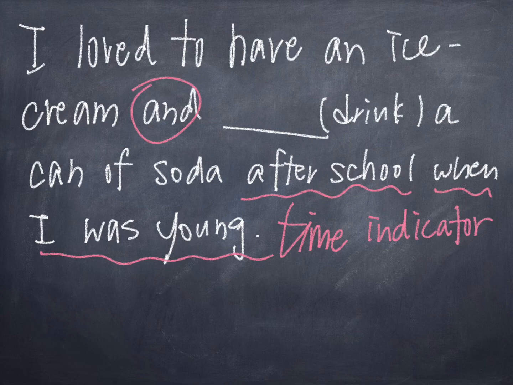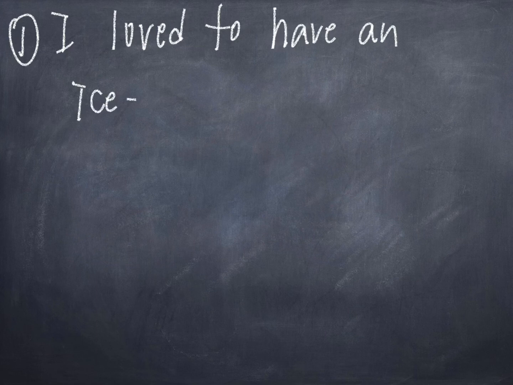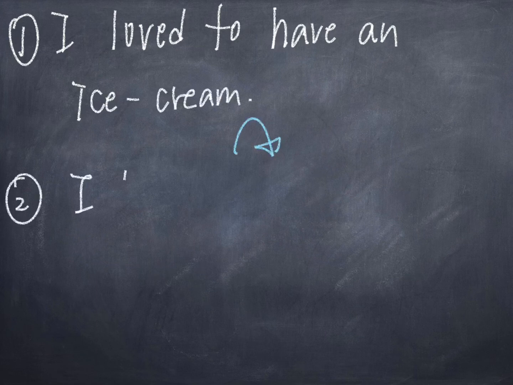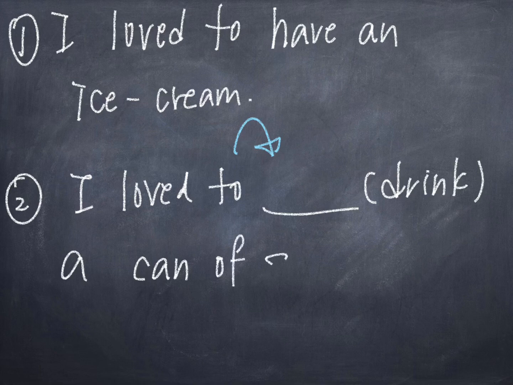If you break the sentence into two parts, the first one should be I loved to have an ice cream, and the second part should be something you loved to have as well, which is a can of soda. So the sentence should be I loved to a can of soda. I think all of you know that after the word to, you should always use the base form of the verb, which is drink in this case. So the sentence should be I loved to have an ice cream and drink a can of soda after school when I was young.